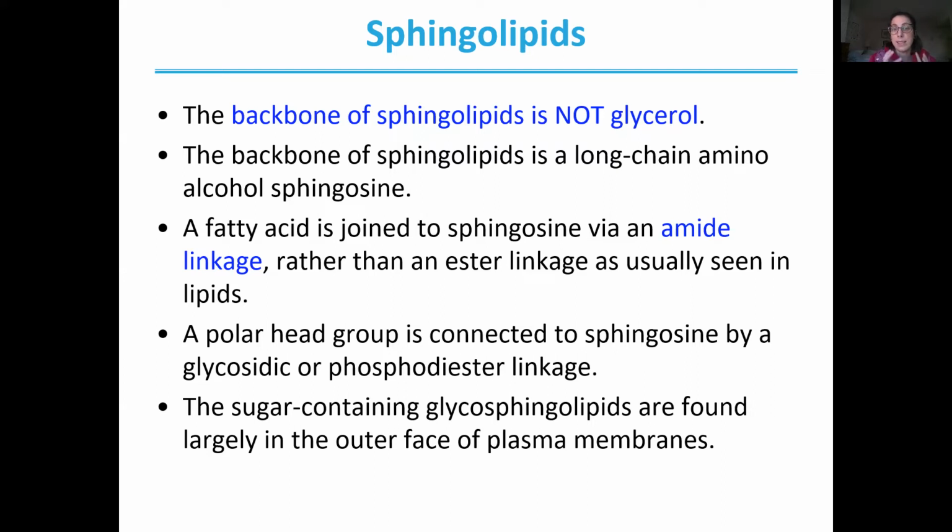These head groups, instead of being attached by a phosphate, like in a glycerophospholipid, are attached by either a glycosidic bond or a phosphodiester linkage. Again, we'll look at that. There are some sugar-containing sphingolipids. These are called glycosphingolipids. So this is just a special branch of sphingolipid. And these are found largely on the outer portion of membranes.